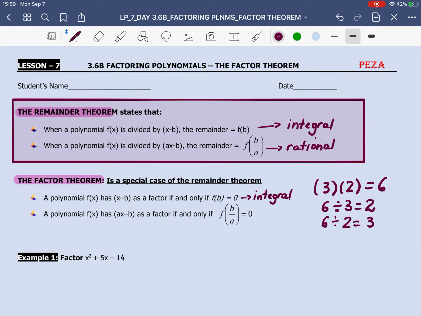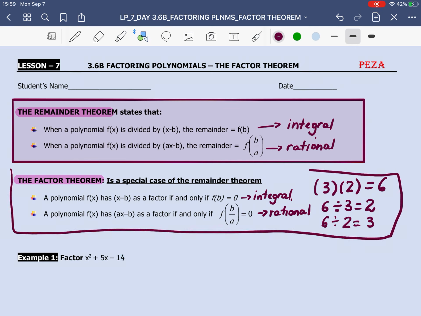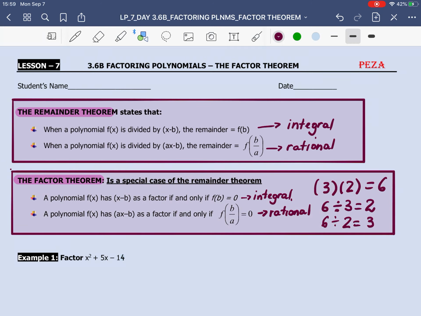Similar to this, we say that the polynomial f of x has ax minus b as a factor if ax minus b will divide f of x evenly with no remainder. So if the remainder equals 0, which means that the value of the remainder, which is measured as the value of the polynomial at b over a, equals 0. And this would be the rational version of the factor theorem. So that's all factor theorem is about. But how does the factor theorem work? And that's what we are going to look at together now.